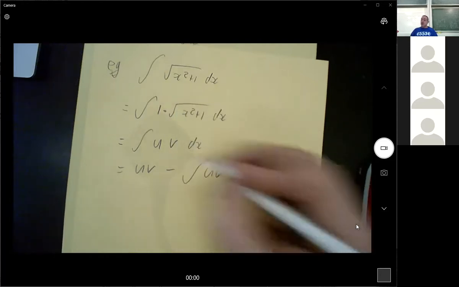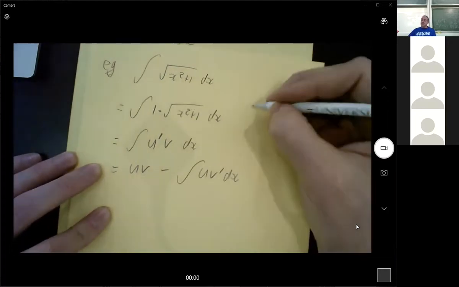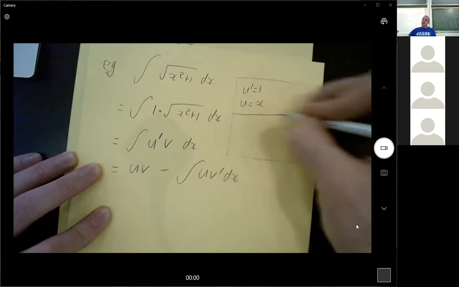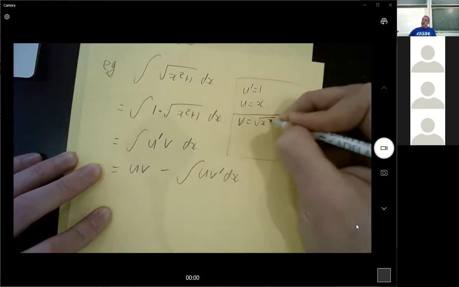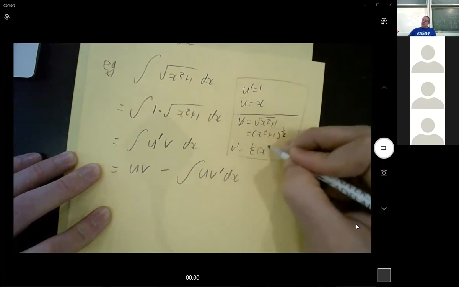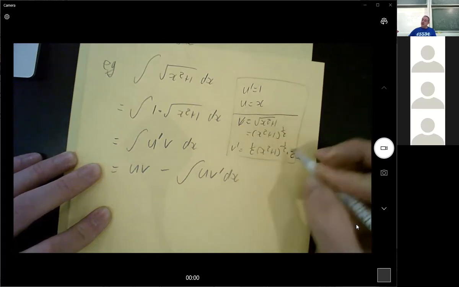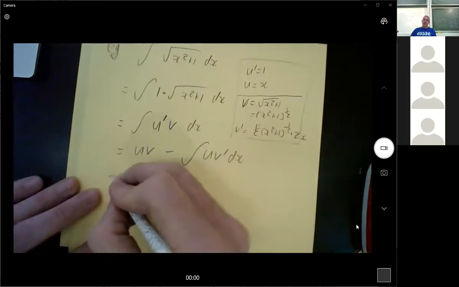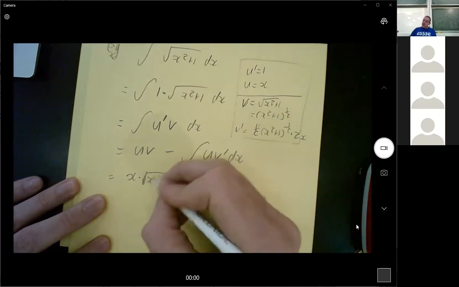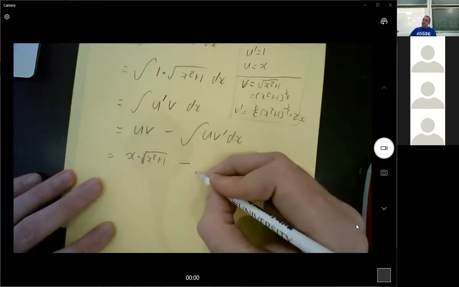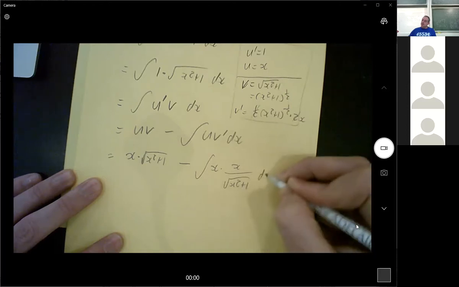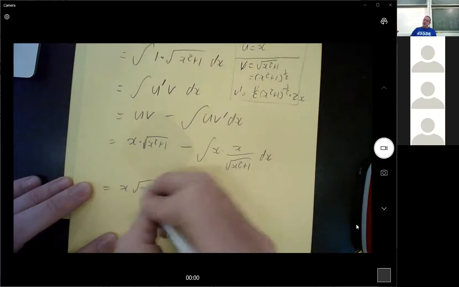So it's going to have to get differentiated, and this one's going to have to be integrated. So my u dashed is 1, which means that my u is the integral of 1, which is x. My v is root x squared plus 1, which is x squared plus 1 to the half. And v dash would be a half of x squared plus 1 to the minus a half times 2x. Okay, so I've now got u, which is x, v, which is root x squared plus 1, minus u, which is x, and v dashed, which is x on root x squared plus 1. And you're thinking, David, that's ridiculous. I still don't know how to do that.